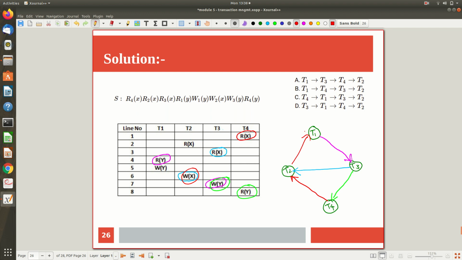In the sense, in the original serial schedule we have the requirement that one should follow another one, and that is not being met by this particular non-serial schedule. Okay, so that kind of interpretation it is having.